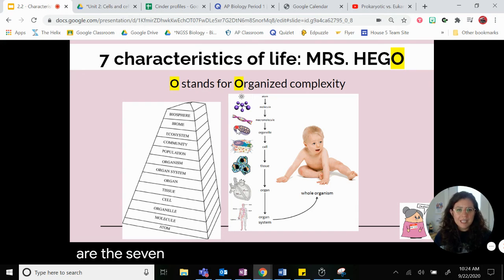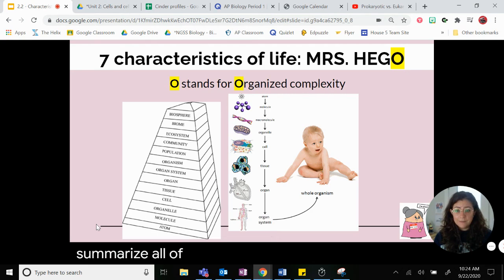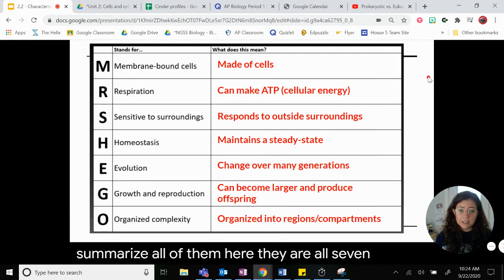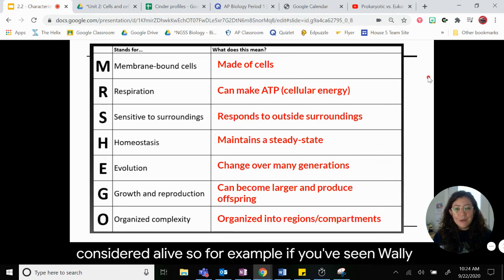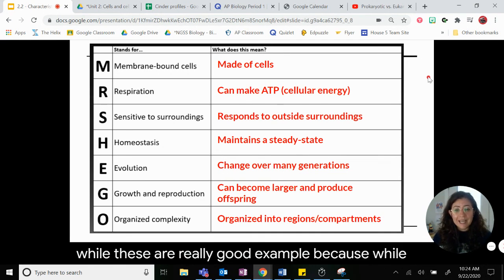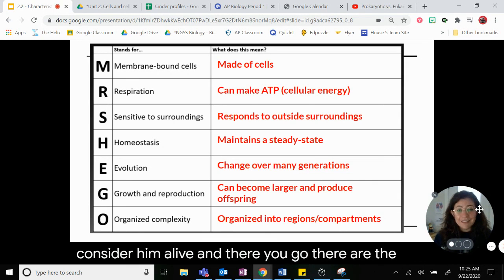Okay, so those are the 7 characteristics of life. Let's just quickly summarize all of them. So here they are, all 7 characteristics. Just as a reminder, something has to meet all 7 in order to be alive. Even if something meets 6 out of the 7, it wouldn't be considered alive. For example, if you've seen WALL-E, WALL-E's a really good example because WALL-E has pretty much all of these things. But WALL-E is not made of cells. And therefore, even though WALL-E is so cute and we love him, we would not consider him alive. And there you go. There are the 7 characteristics of life.